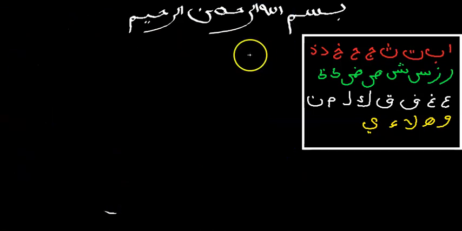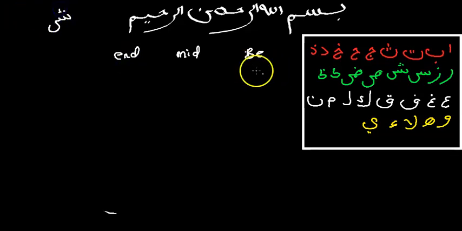I think we are going to write that again. We said beginning, we have the middle, and we have the end. Same thing with shinun. The isolated form is this. The beginning form is going to be this. Middle form, end form.